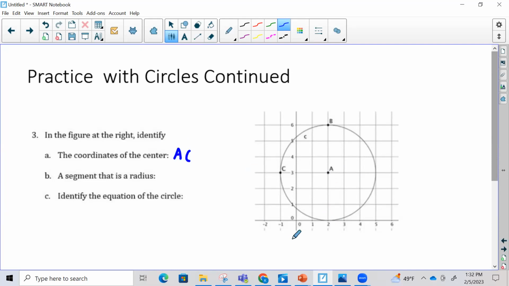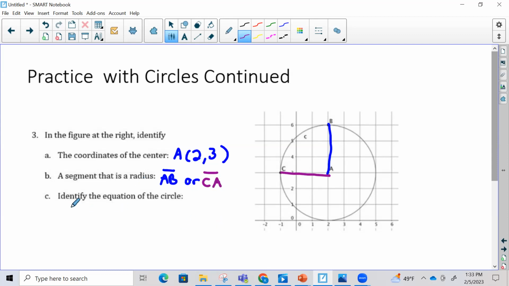For point A, the x coordinate is 2, and the y coordinate is 3. We need to name a segment that is a radius. Now they didn't draw these in, but I do have points B, C, and A. So if I connected A to B, that would be a radius. So I put AB with the segment line on it. Or I could also draw a radius between C and A. Again, there are a lot more radii that you could draw, but they don't have those points on the circle. Also, you can do AB or BA, they're the same thing, or CA or AC, they're the same thing.